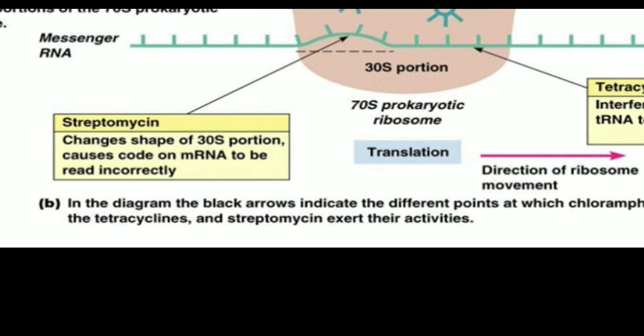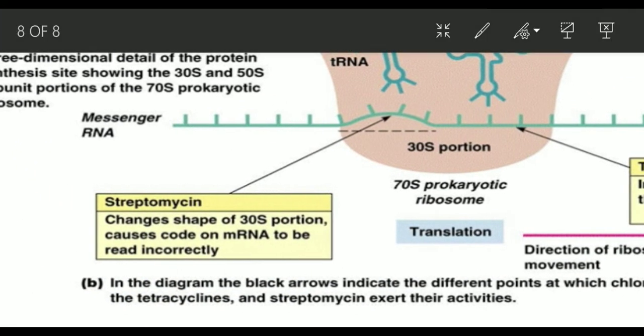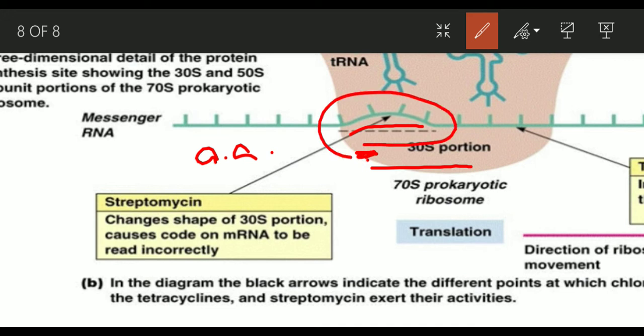Now let us look at the mode of action of streptomycin. So streptomycin binds to the 30S subunit of the ribosome and it distorts the shape of this region. It distorts the shape so that the code on the mRNA can't be read correctly. As we know, the mRNA has codons, which is the code which codes for a specific amino acid. So because of this distortion in the shape, the code is read incorrectly, right?